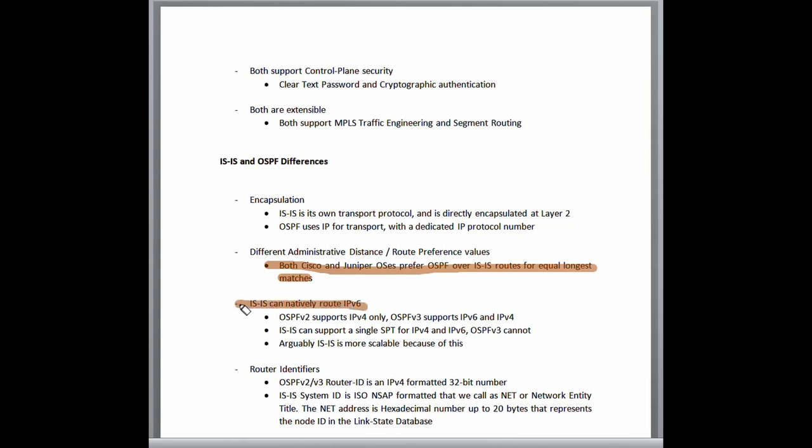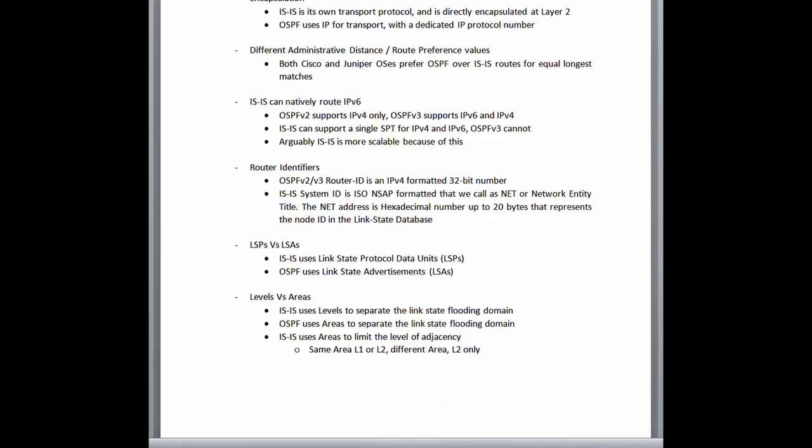And as discussed previously, OSPF v2 only supports IPv4 and OSPF v3 supports IPv6 and IPv4, whereas ISIS can support IPv6 and IPv4 over a single routing protocol stack. And it uses a single shortest path tree for both IPv4 and IPv6. And this is where ISIS is arguably more scalable than OSPF.